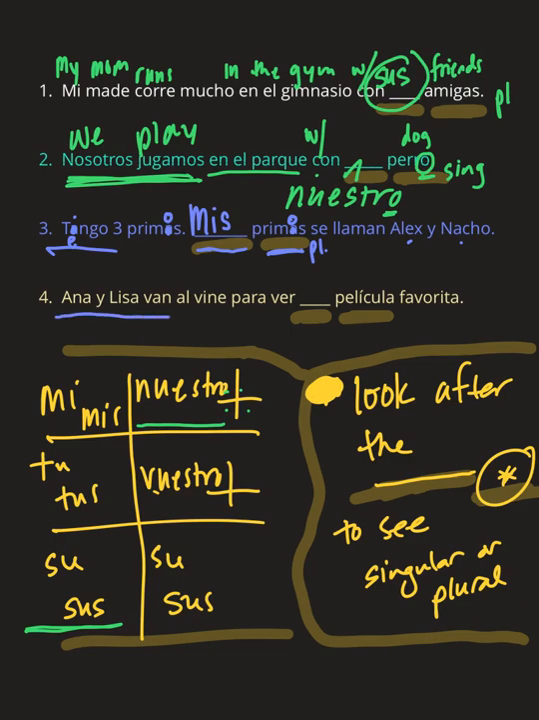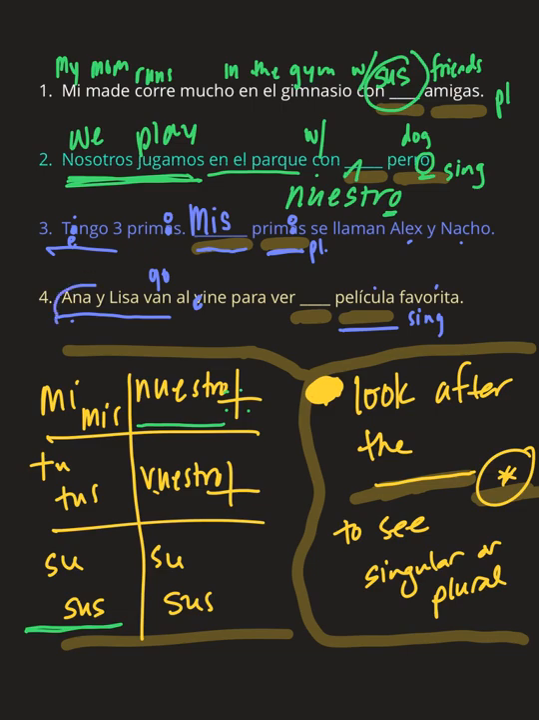Ana y Lisa van al cine. I think it auto-corrected these. Sorry, chicos. Okay. Ana y Lisa van al cine para ver blank película favorita. So we see here that's singular, so we know that. But whose favorite movie? Ana and Lisa go to the movies to see their favorite movie.